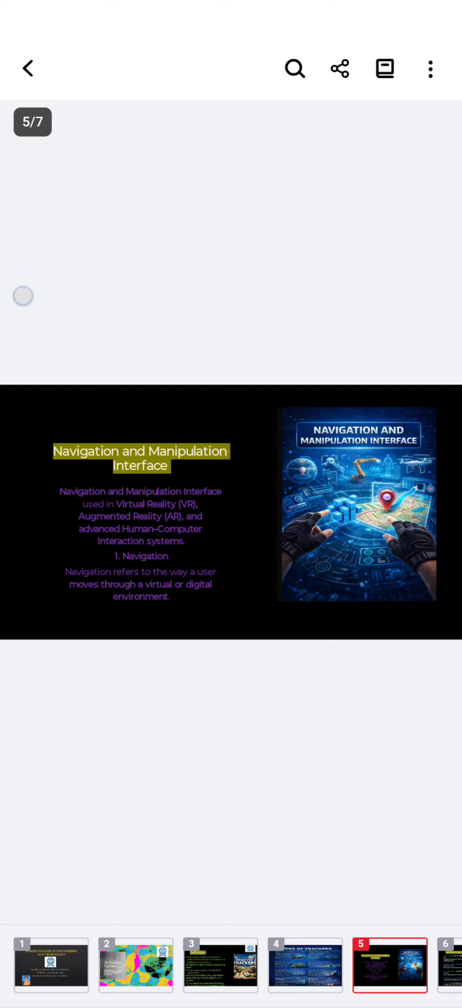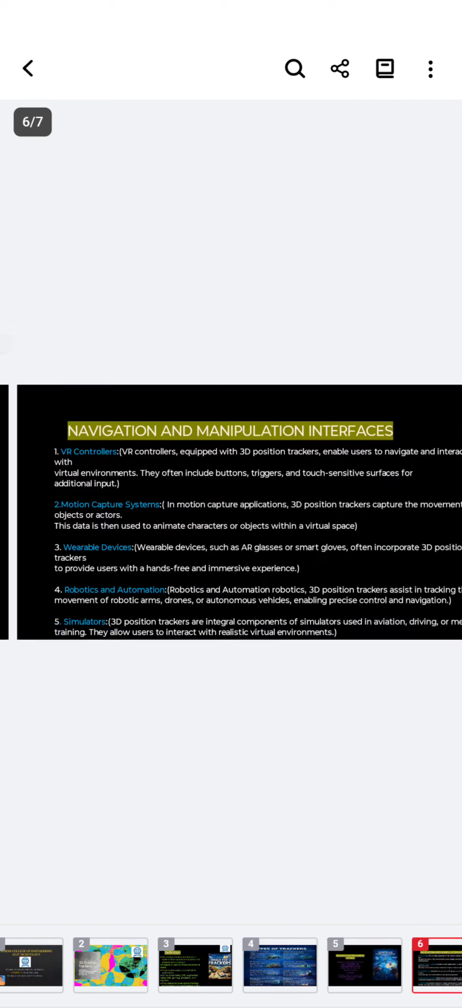Manipulation refers to the way users interact with and control virtual objects. It includes actions such as selecting objects, moving, rotating or scaling objects, and picking and placing virtual items. Together, navigation and manipulation form the core interaction methods that make VR and AR systems immersive and user friendly.